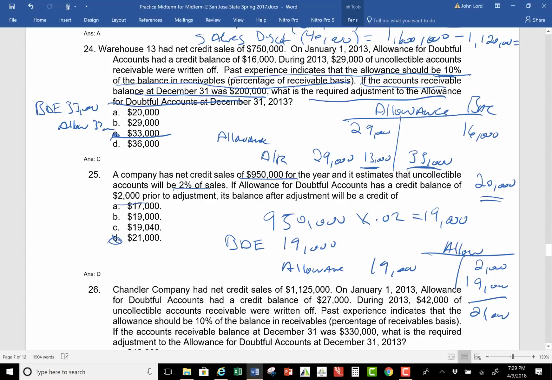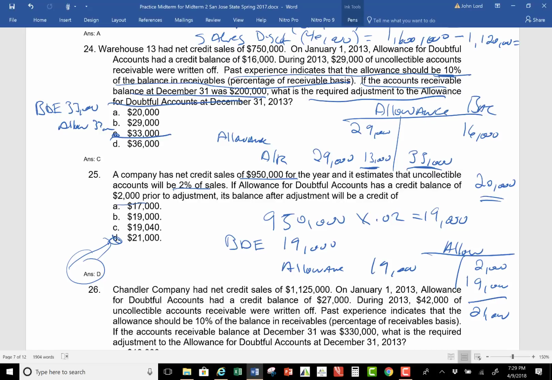21,000. Percent of sales, you do not worry about what's already in there. There's already a balance in there, but we're basing this on sales, aren't we? So it doesn't matter what's already in the allowance. If we're using the percent of accounts receivable balance, then what? Then we do pay attention to the balance that's already in there.